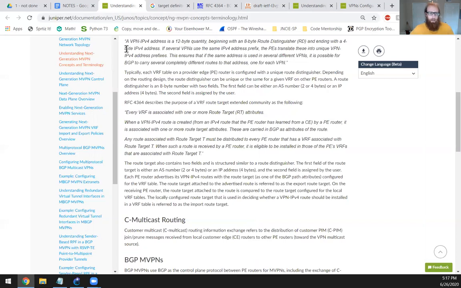When a VPN-IPv4 route, an arrow, is created from an IPv4 route that the PE router has learned from a CE via a PE router, the archer over here shoots out an arrow. The archer is the PE router. The arrow is the VPN-IPv4 route. And hopefully the route target is this, but we'll find out. It is associated with one or more route target attributes. These are carried in BGP as attributes of the route.